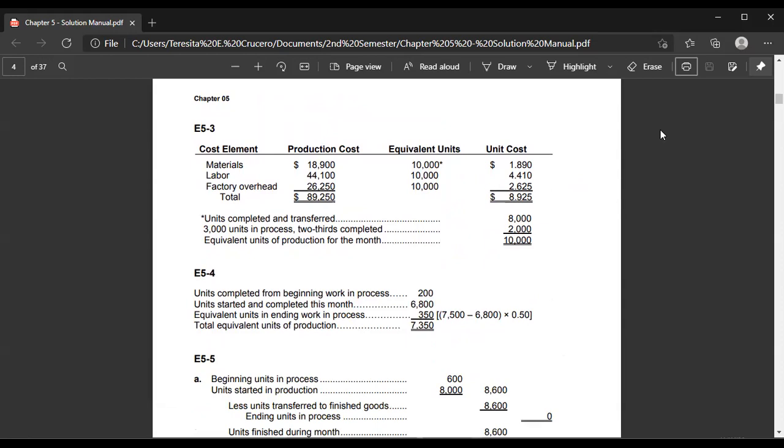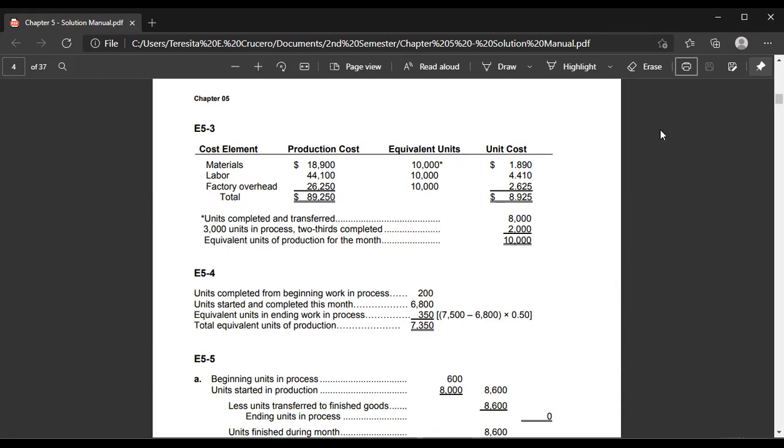Next, we go to 3, computing unit cost. The company recorded cost for the month, 18,900 for materials, for labor, and for factory overhead. There was no beginning work in process. 8,000 units were finished, and 3,000 units were in process at the end of the period, two-thirds completed. Compute the month's unit cost for each element of manufacturing cost and the total per unit cost. So we now get the materials, labor, and factory overhead, with a total of 89,250.